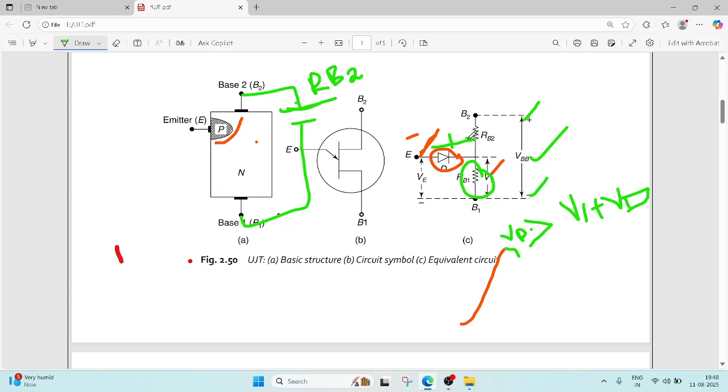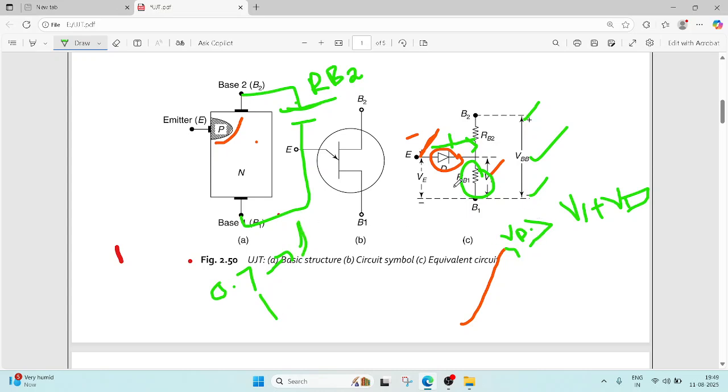Now the current flows through the diode. You know the normal PN junction, what happens? Before the voltage reaches 0.7, there is no current. Once 0.7 is reached, the current will increase. The voltage is constant, and the current will increase.